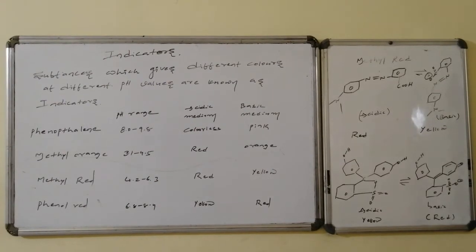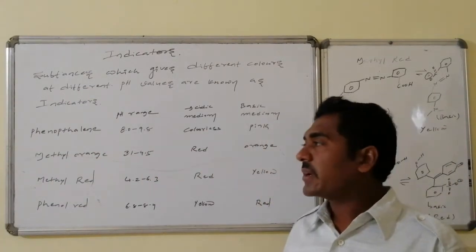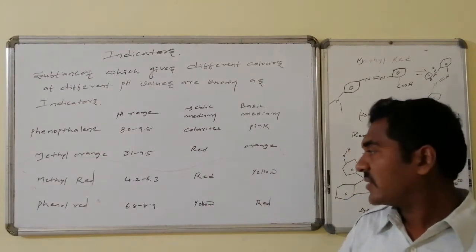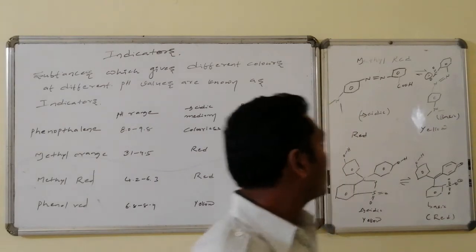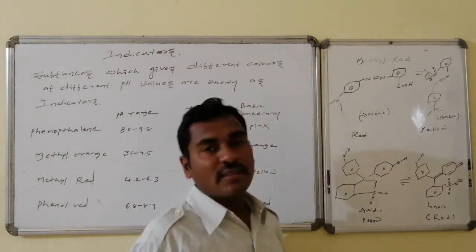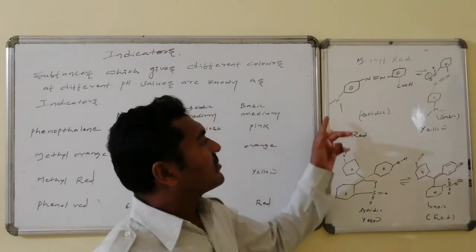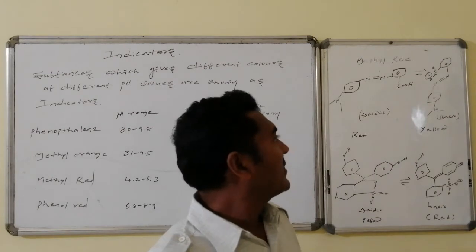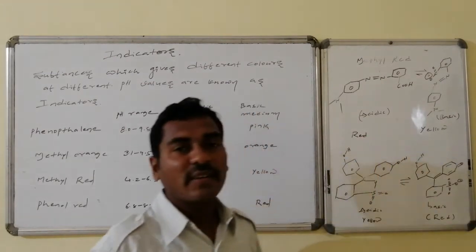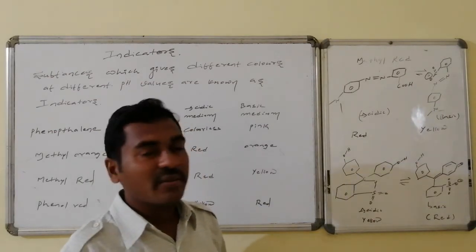The remaining two indicators: methyl red, which shows different colors under different pH conditions. Near 4.2 it has red color, whereas above 6.3 it has yellow color. The corresponding structure of methyl red is like this. It has nitrogen-nitrogen connectivity with a double bond, followed by nitrogen with two methyls, and another benzene ring has a carboxylic acid. In acidic medium it has red color, whereas in basic medium it is present in the form of carboxylate and has yellow color.